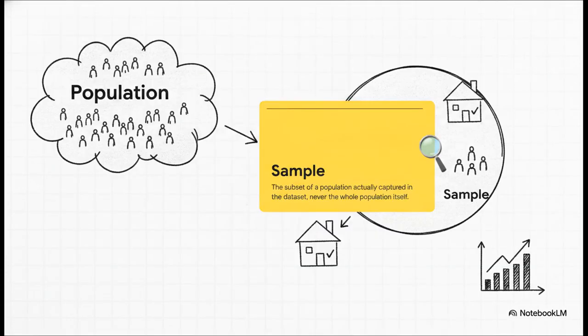And finally, the sample. This is where academic rigor really matters, folks. The sample is the specific subset of a population actually captured in your dataset. It is almost never the entire population itself. If we look at survey data, your sample only represents the households that actually took the time to respond to the survey, not every single household in that census tract. Remembering this distinction is going to save you from making massive analytical errors later on.